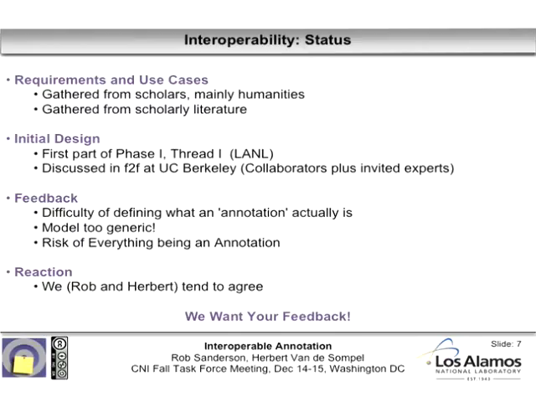So interoperability then, we've gathered use cases and requirements primarily from humanities scholars, but also from scholarly literature and just looking at existing annotation systems. We're in sort of an initial design phase. This is the first part of phase one, thread one, which we're responsible for. It was discussed at a face-to-face meeting at UC Berkeley about a month and a half ago.